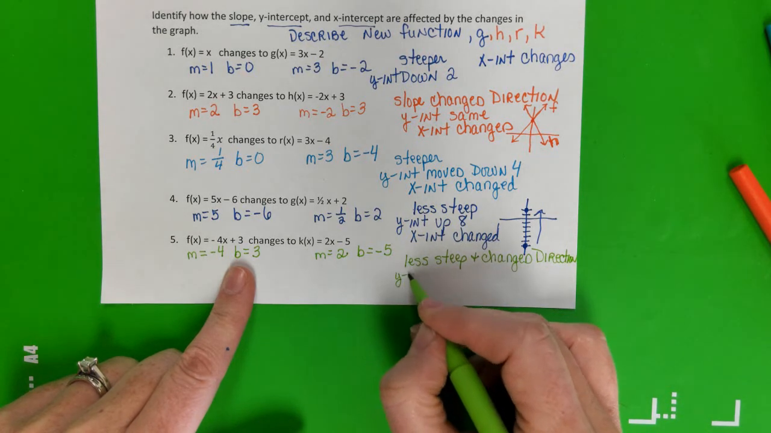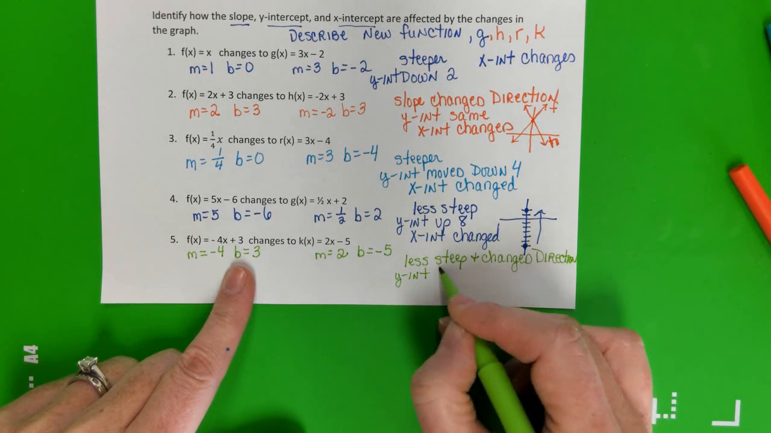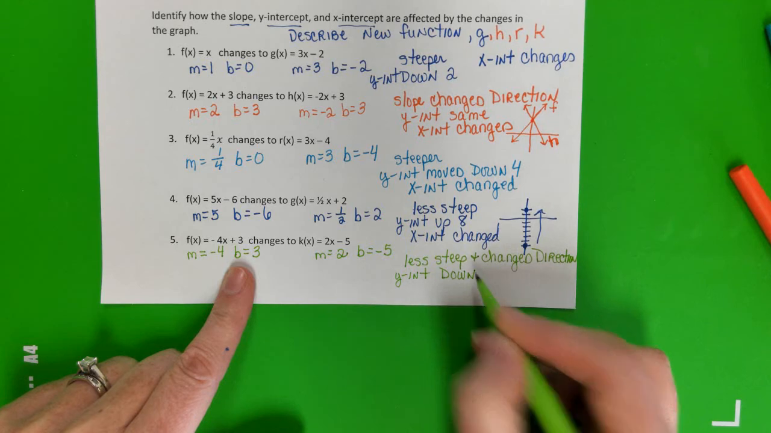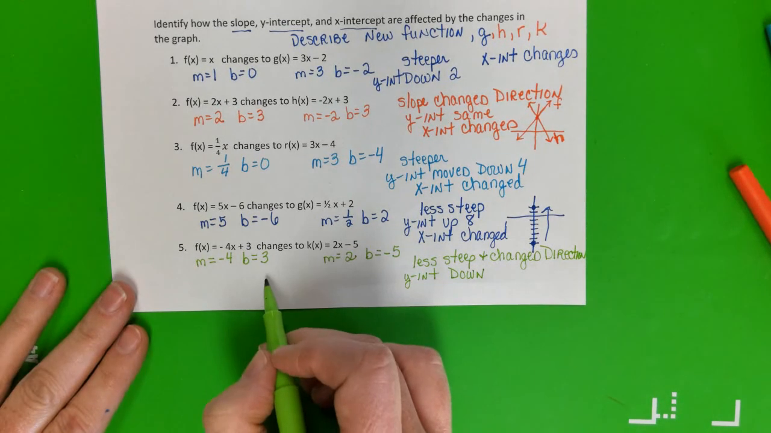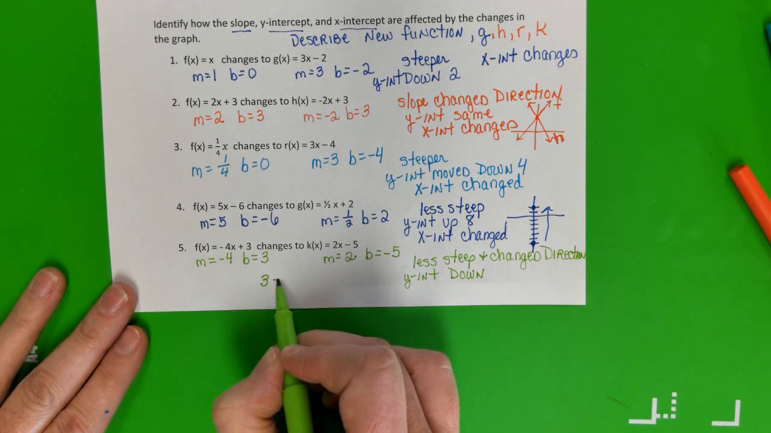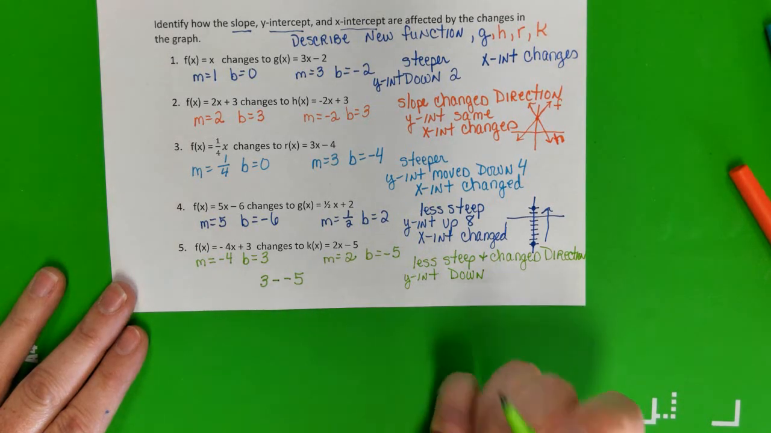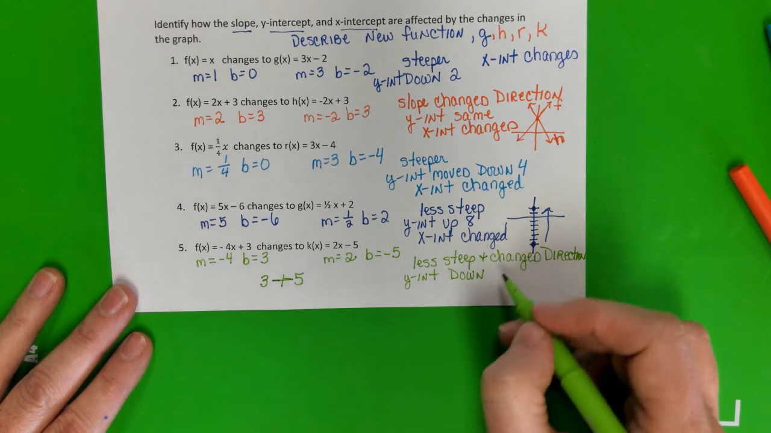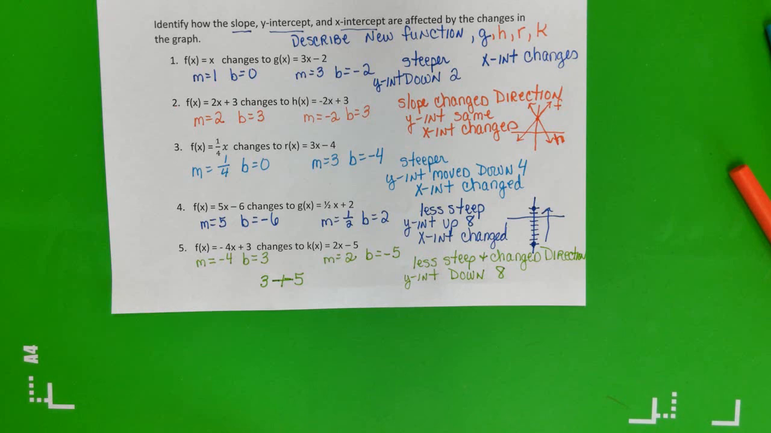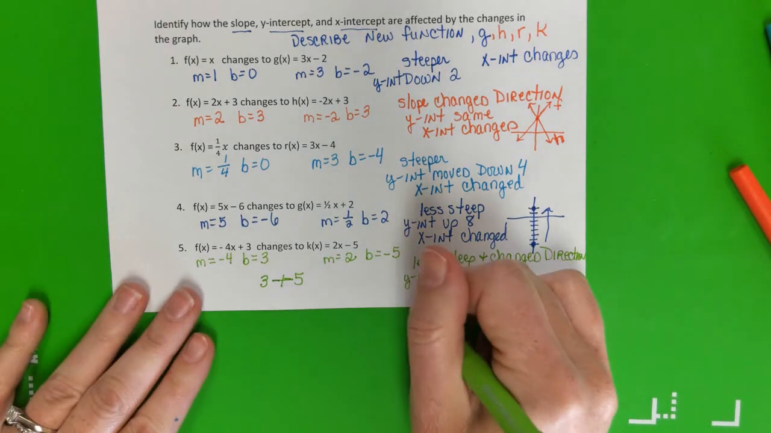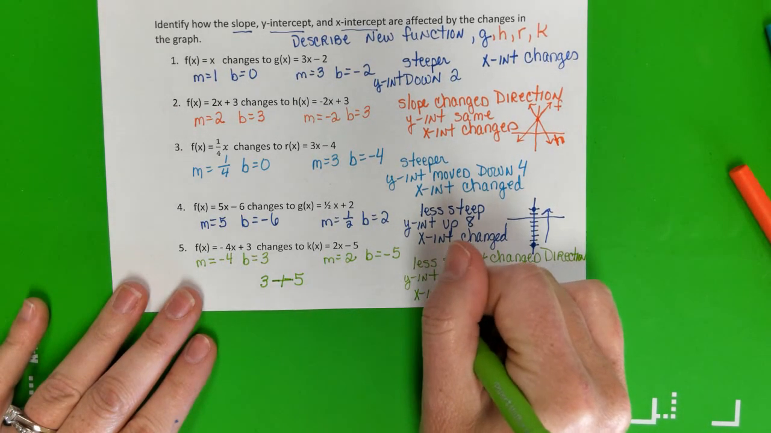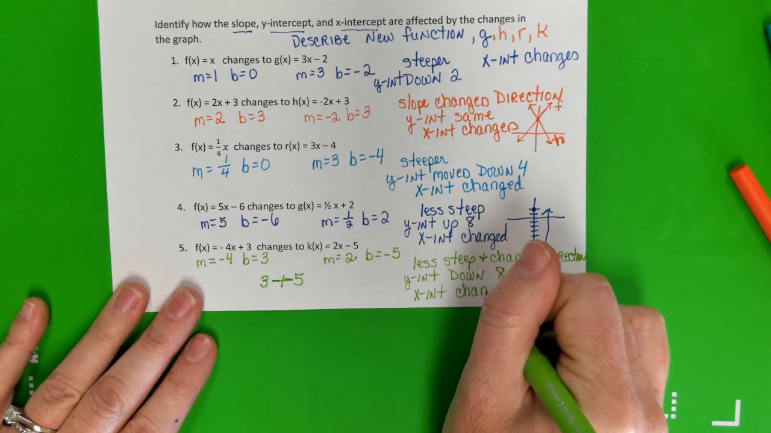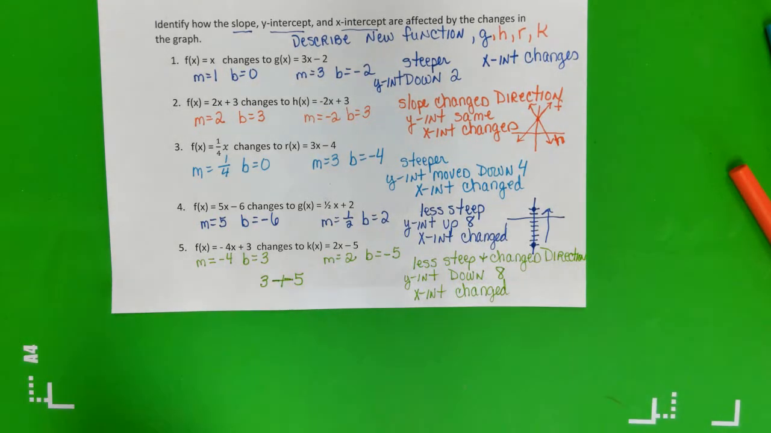The y-intercept, we went from 3 to -5. So the y-intercept went down how many? And you could actually just do some subtraction. 3 minus -5. It went down 8 units. And then hopefully you're seeing that pattern and that the x-intercept changed. And that's all we'll be saying about that. Okay?